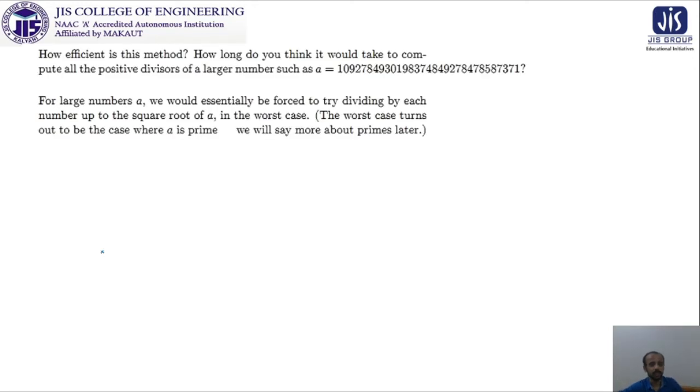Now the question, which is very interesting for you to understand, is how efficient these two methods are. Because if we have to take a big number, meaning the number of digits in that number is high, like this or maybe more than this, then what will be the process? Look at what we are getting here. For a large number A, we would essentially be forced to try dividing by each number up to the square root of A. This is a standard formula.